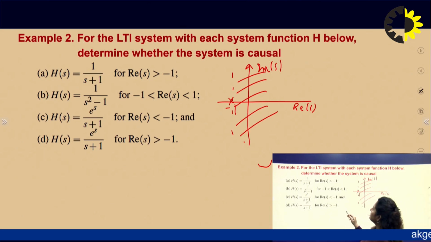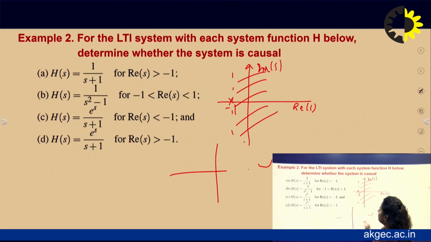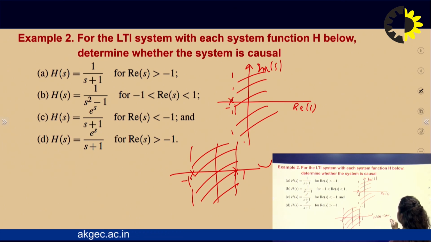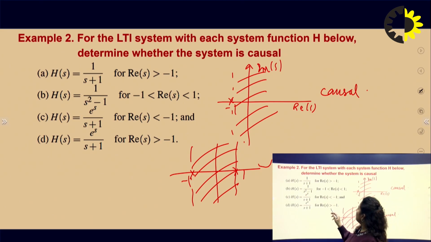The second one is real of s greater than minus 1 and less than 1. So, this is minus 1 and this is 1. And this is the region. So, in this case, the ROC, the function is not causal or it is non-causal. This is causal. Third one is real of s less than minus 1.